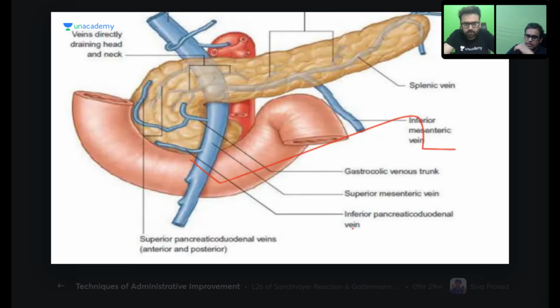So you can see the splenic vein. The splenic vein will not only carry the blood coming from the spleen, but it will also carry the blood coming from the body and tail of the pancreas. And then it goes into the portal vein, it forms the portal vein, and it goes into the liver. This is how the venous drainage is.